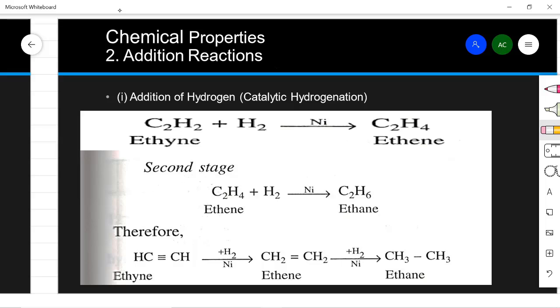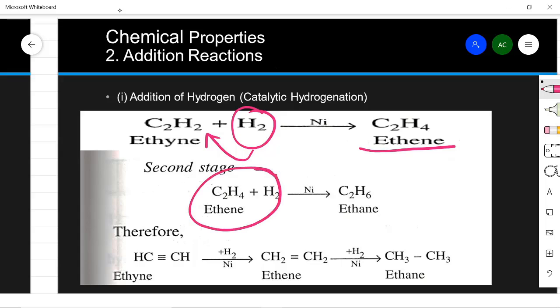Okay, so another chemical property of alkynes is the addition reaction. And why will this addition happen? This addition reaction will happen because the triple bond can be broken down easily, and hydrogen will add to ethyne to form another unsaturated hydrocarbon, that is, alkene. And again this alkene, hydrogen will be added again to form a saturated hydrocarbon, that is, alkane.